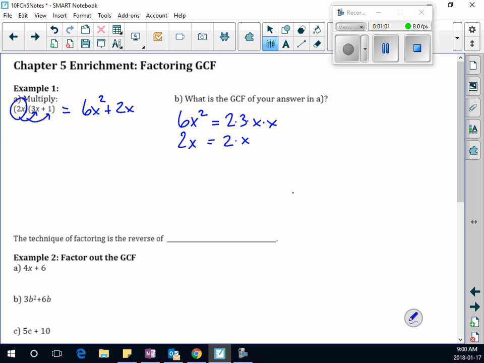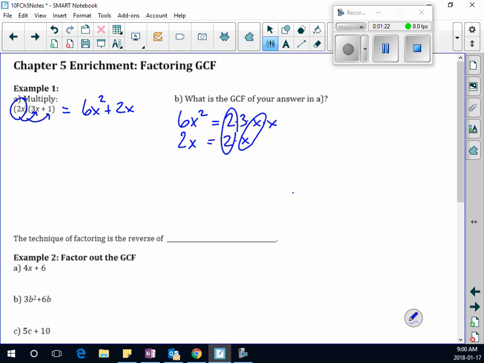There's nothing really much I can do here. So can you see that there's a common 2 and a common x that's common to both? That's how you find the GCF, is you can write out the factors like that. Otherwise, some people get really good at this and they can just look at it and can kind of tell.